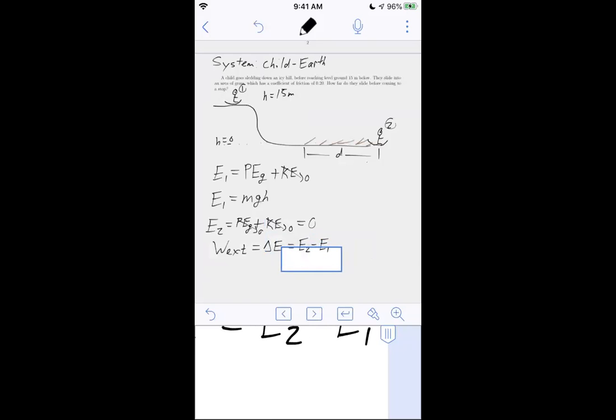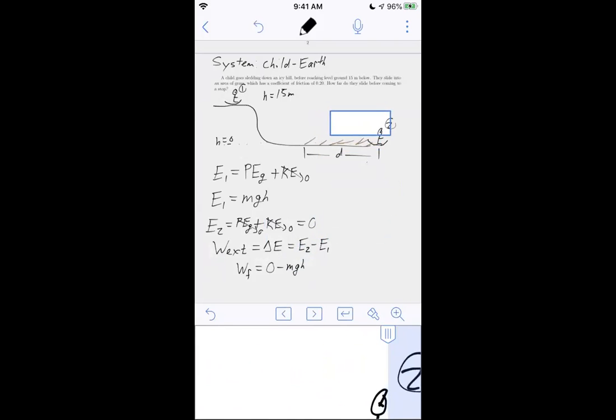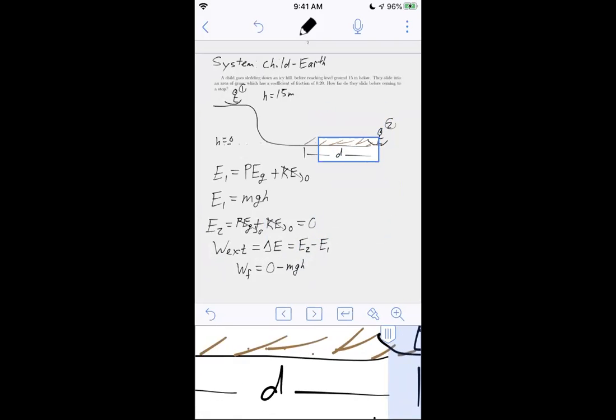So our external work here is going to be the work done by friction. I'll go ahead and write that the work done by friction is equal to E2, which is 0, minus E1, which is mgh. Okay, so now we need to remember what the definition of work is.